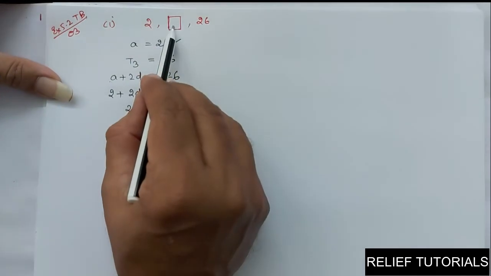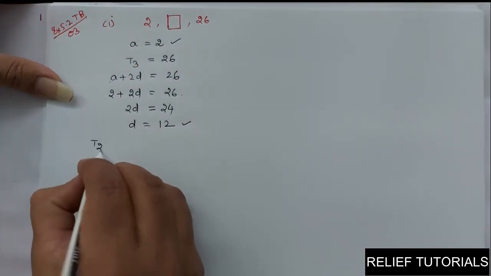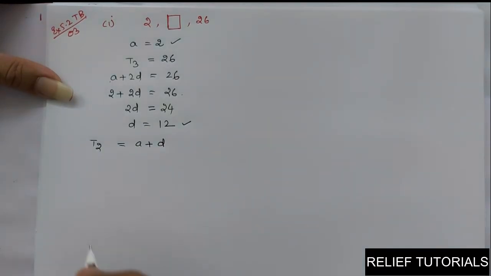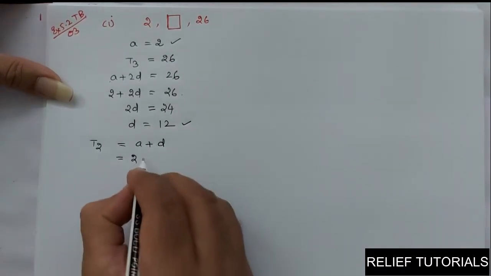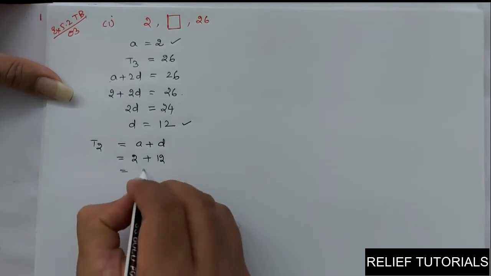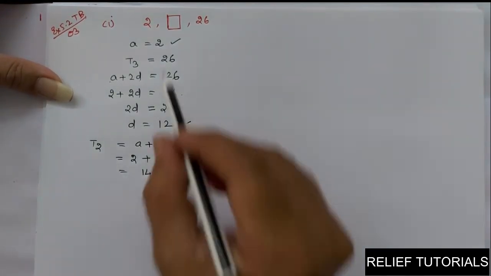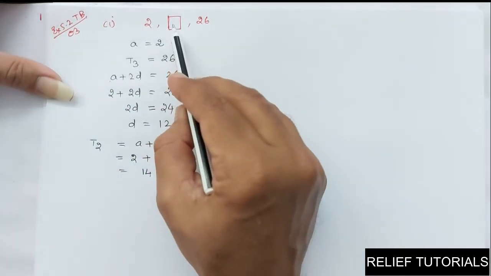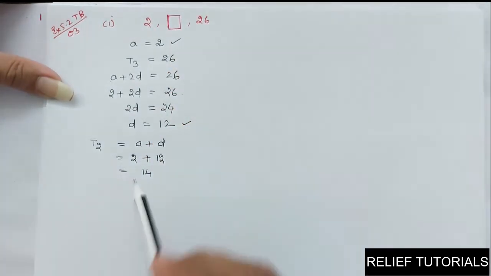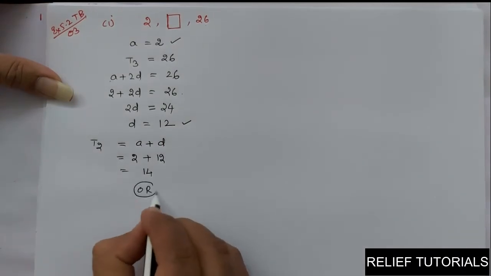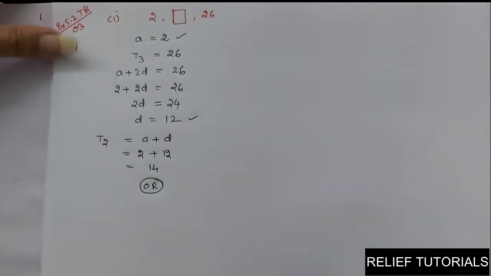So now, which term is this? Second term, so T2. T2 means A plus 1D, that is A plus D. A is 2, D is 12. So 2 plus 12 is equal to 14. Clear? 2 plus 12 is 14, 14 plus 12 is 26. Have you got it? This is one way. Or, if you want to use the formula.